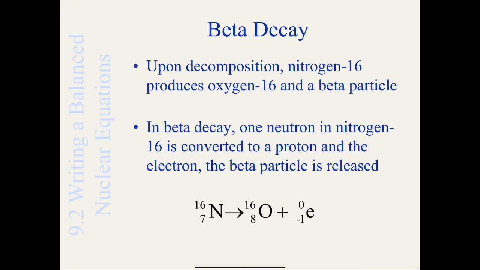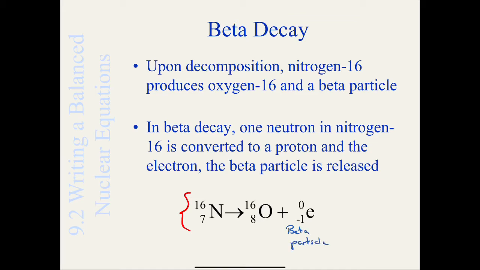Beta decay is illustrated by the decay of one of the less abundant nitrogen isotopes, nitrogen-16. Upon decomposition, nitrogen-16 produces oxygen-16 and a beta particle. Conceptually, a neutron is equal to a proton plus an electron. In beta decay, one neutron in nitrogen-16 is converted to a proton, and the electron, the beta particle, is released. The reaction is represented as shown here. And you can see that this is our beta particle right here.